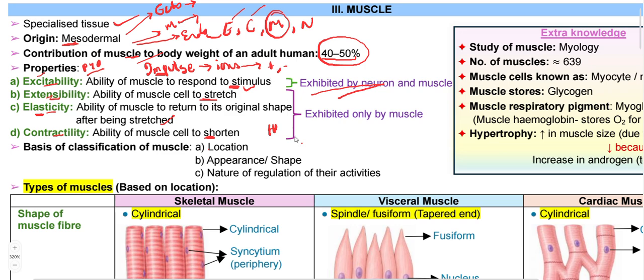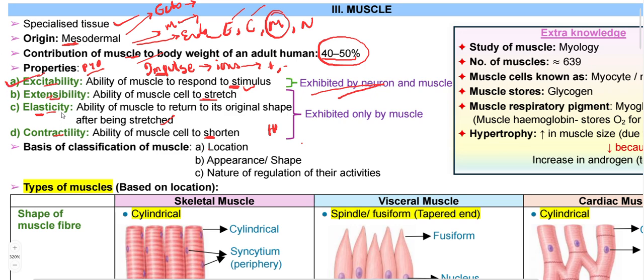Out of these four, one is very, very important, which is also shown by the neurons. That is excitability. Excitability is shown by the neurons as well as your muscles.